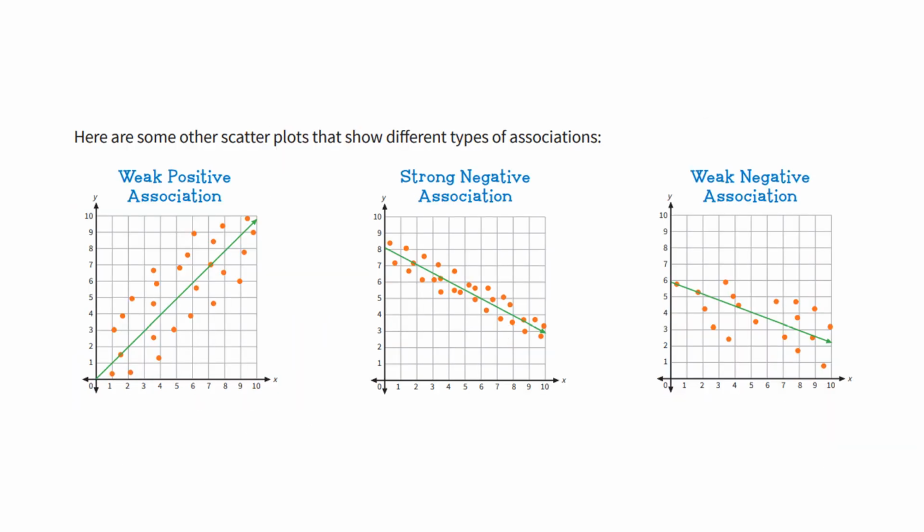Here are some other scatter plots that show different types of associations. So this first one is a weak positive association because the line is going in an upward pattern, but the points are far away from the line. Number 2 is a strong negative association. The line is going in a downward pattern, but the points are very close to the line. And then number 3 is a weak negative association. The line is going in a downward pattern, but the points are far away from the line.